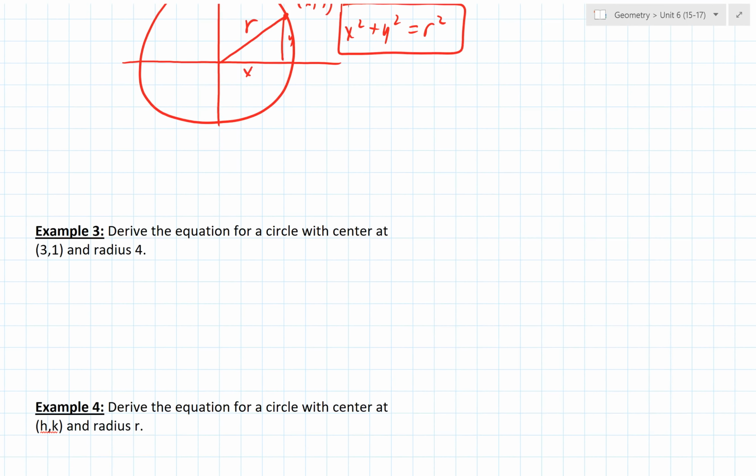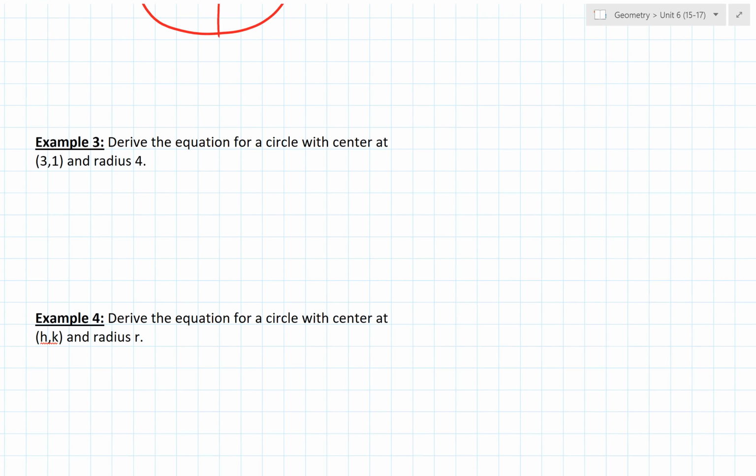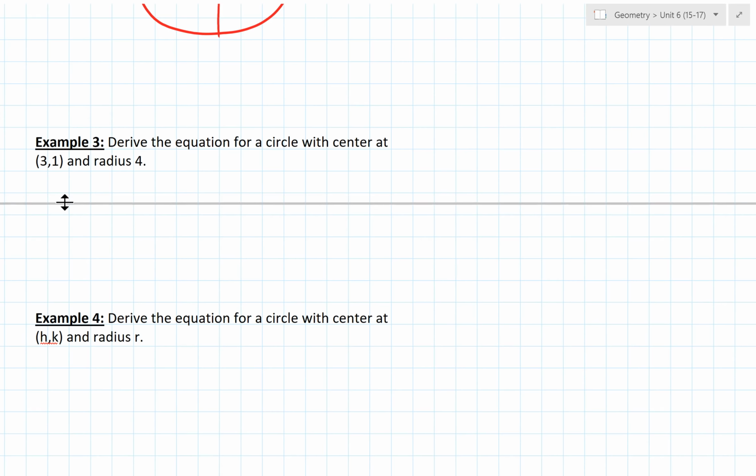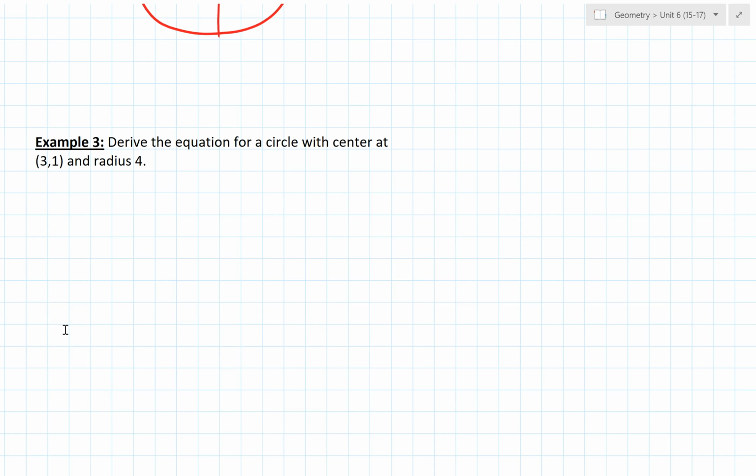Okay, now I'd like you to take this one step further and draw a circle. Just do a hand-drawn sketch of any circle centered at 3, 1 that has a radius of 4, and see if you can come up with the equation of that circle. But go back to what we did on the first problem and go through the steps and see if you can come up with an equation using the distance formula or the Pythagorean theorem.